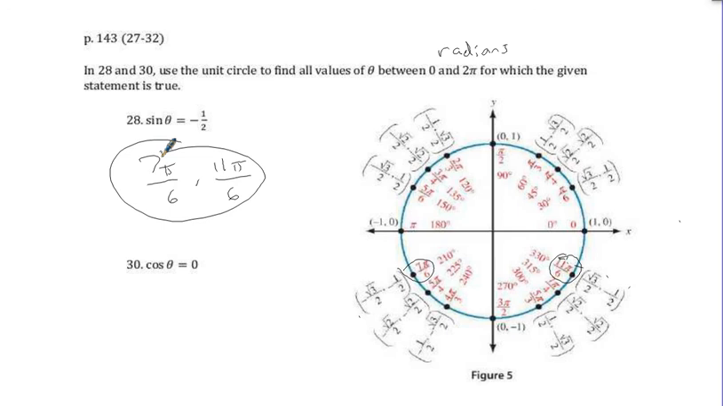And then in the next question, they're asking for cosine of 0. So cosine is the x value, and I'm going to look at one of those quadrantal angles and see that cosine is 0 here at 90 degrees, or pi over 2, and also at 3 pi over 2.